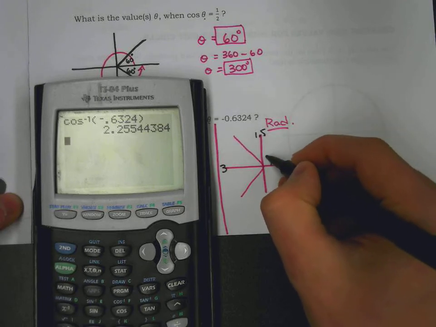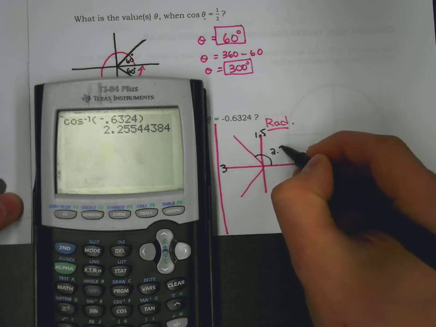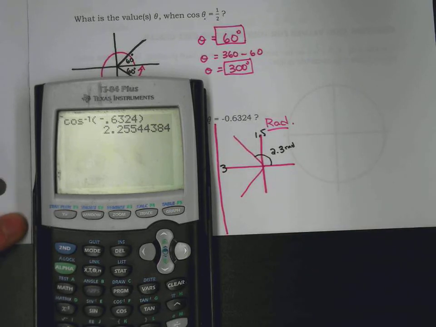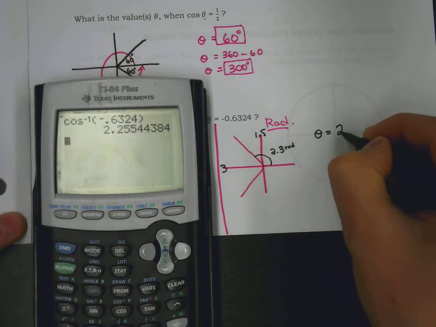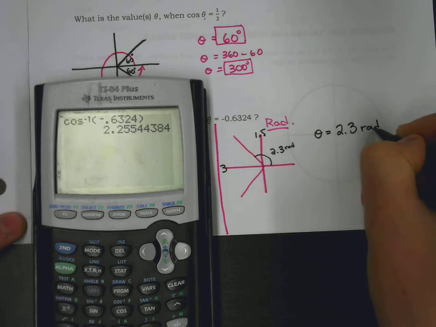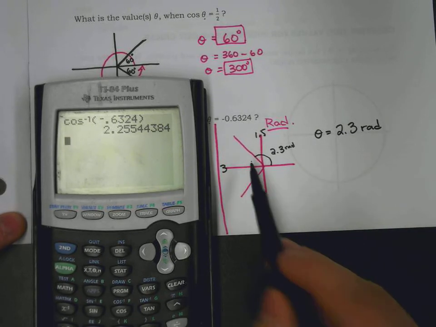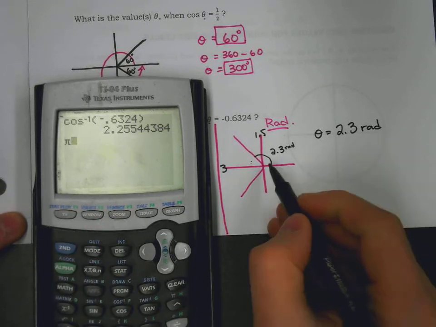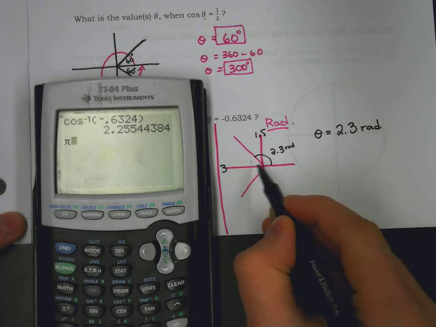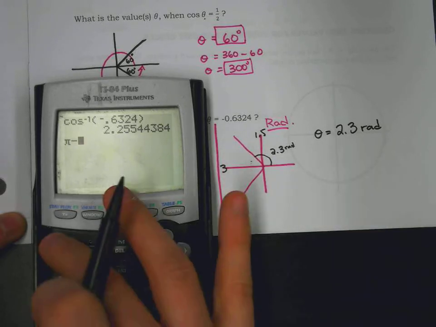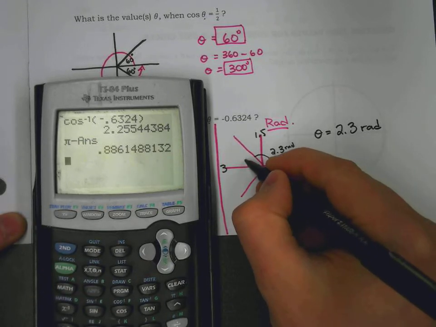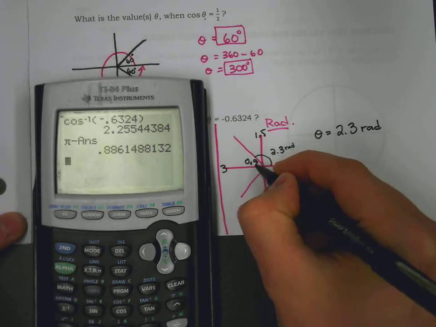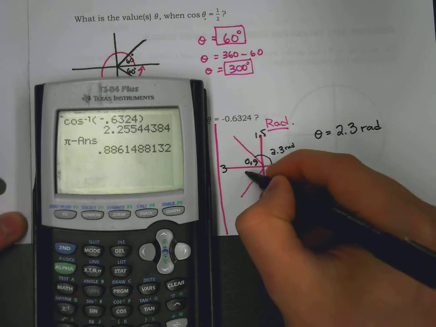So 2.25, or 2.3 radians, is not your reference angle. It's one of your first answers. 2.3 radians is the first answer. To get the reference angle, we have to take pi, take away 2.3, and what's left over is 0.9. This is your reference angle.